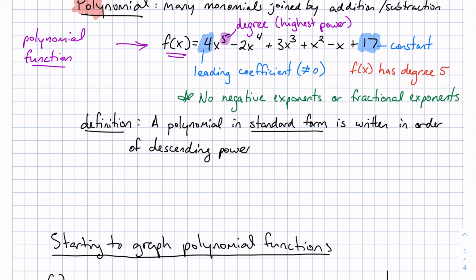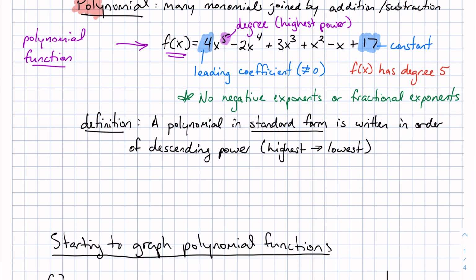Just to make sure we're on the same page, that means highest to lowest, and then the constant. So descending power. My polynomial f of x up above is in standard form, right? I go 5, 4, 3, 2, 1, constant. And we say that the constant has degree 0, so that way, just formally, we can put it last.